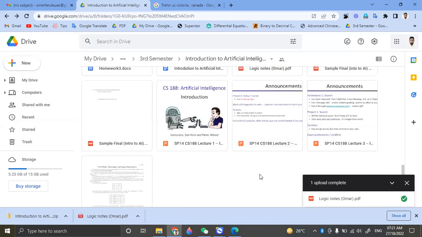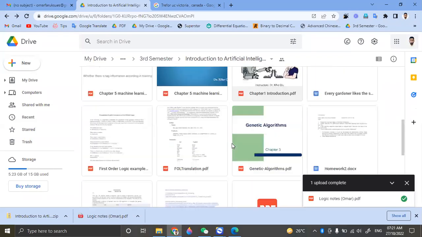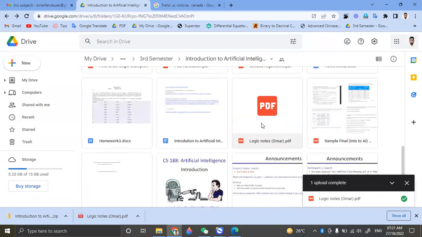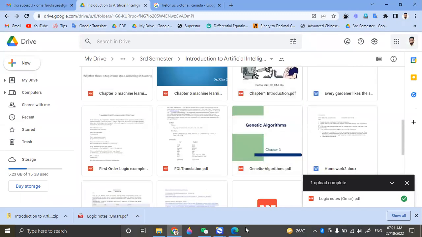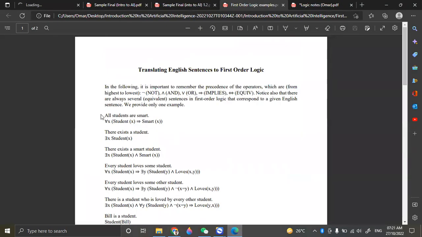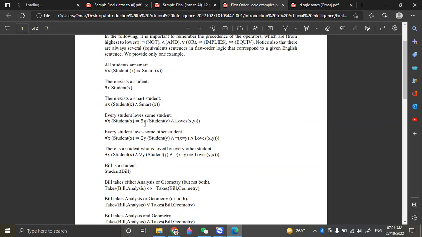So you see this part, this is the logic notes, and this is the first order logic examples that I showed you here. When you get a similar type of question, you can just come here and compare the results. Just replace this student, replace this smart, then you will get the right answer, I think.